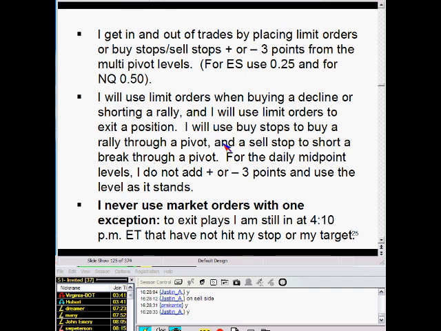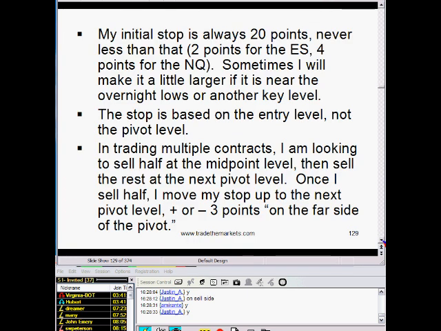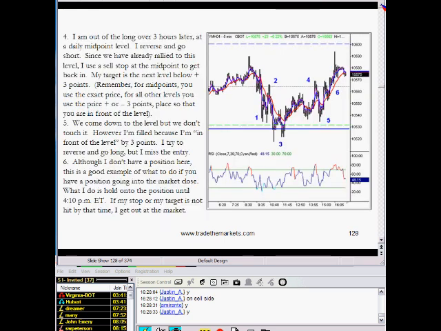I'll generally find that the market action after 4 o'clock is a thinner market, and the price action gets a little crazy, so sometimes you can get some nice addition to your trade. That's the only time I'll use a market order when playing the pivots. Okay, now let's look at another example here.